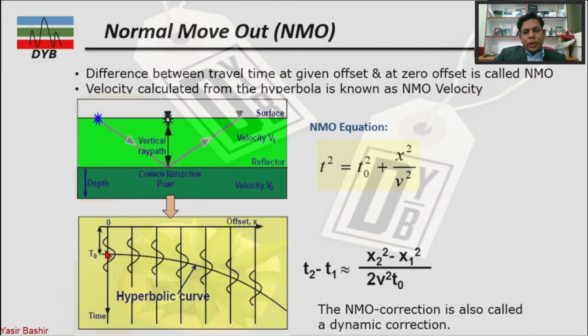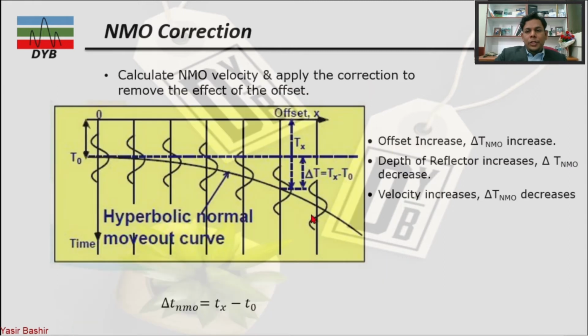So let's say this is your hyperbolic curve. Let's say this is the first receiver, you take this trace, then second, third, fourth, fifth, sixth, seventh. So now your hyperbolic curve is moving this way. If you have more offset, then it goes further down over here. So this is the NMO equation, which is t squared is equal to t naught squared, where t naught is your zero time, plus x squared, which is the distance, divided by the velocity squared. So that is the NMO equation.